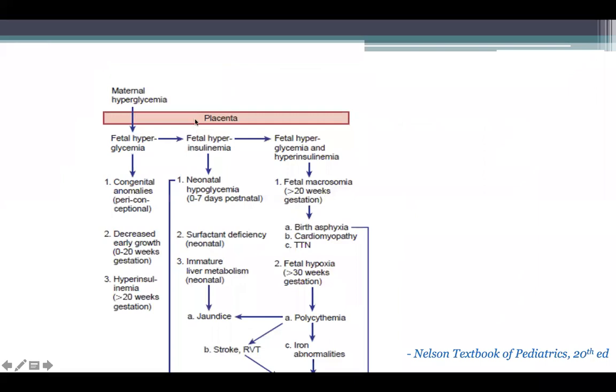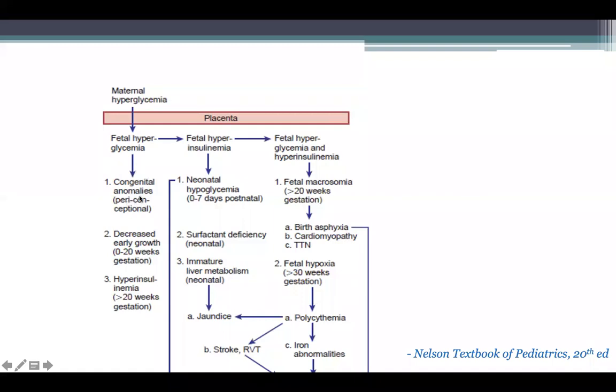This flowchart is in Nelson, which is very simplified and very nicely given. You can write this flowchart for infant of diabetic mother. There will be maternal hyperglycemia. So this will result in fetal hyperglycemia. So this will result in congenital anomalies.